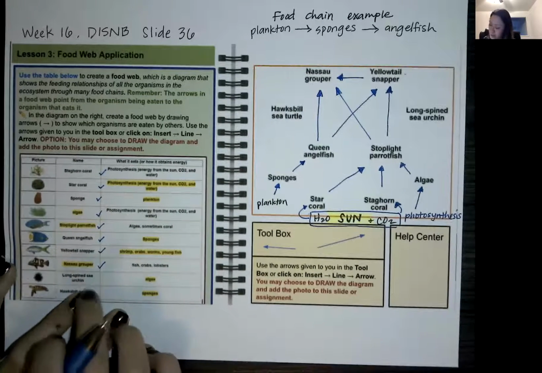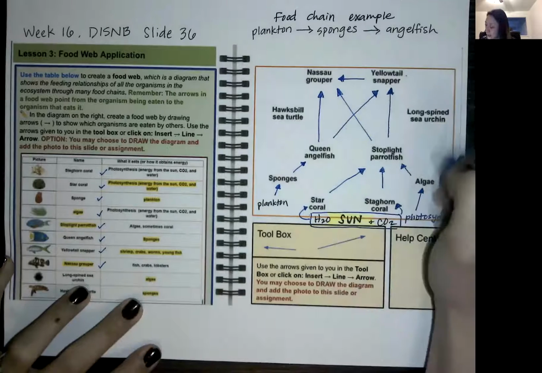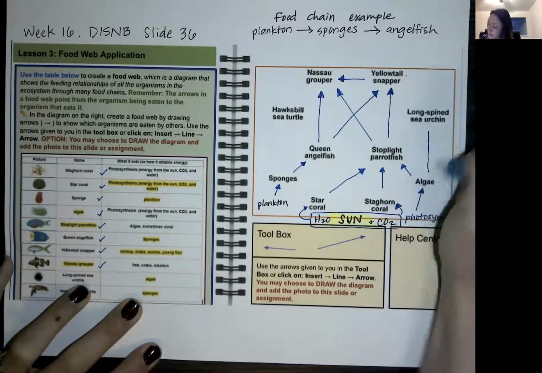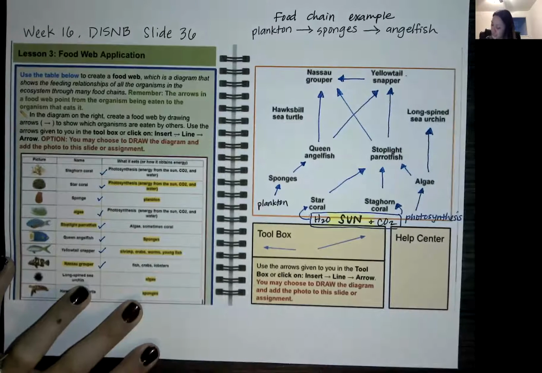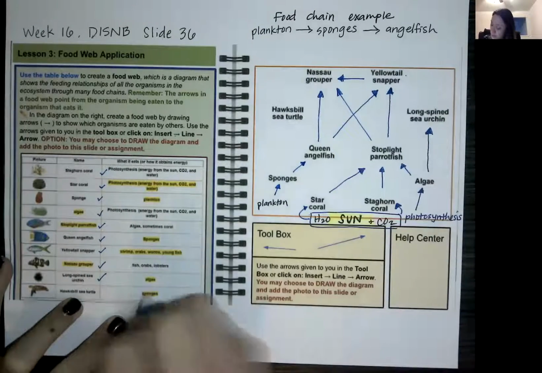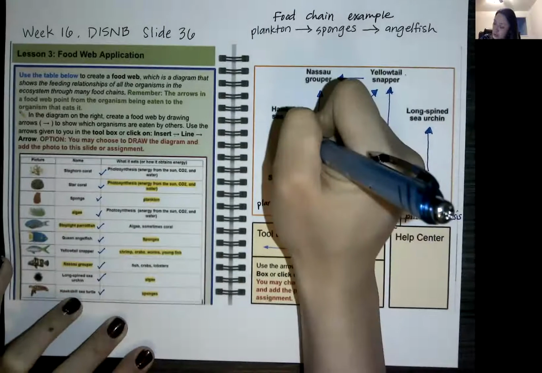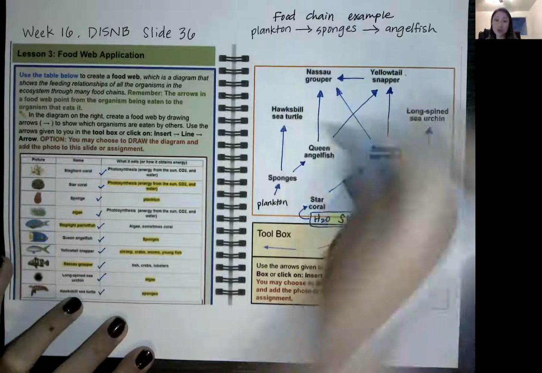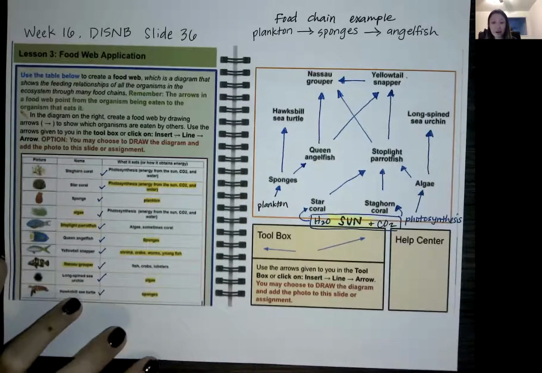Then we have the long-spined sea urchin. The long-spined sea urchin eats algae. So we need to draw an arrow from algae to the long-spined sea urchin. And then we finally have the hawksbill sea turtle, which eats sponges. So I need to draw an arrow from sponges to the hawksbill sea turtle. And that about completes our diagram.